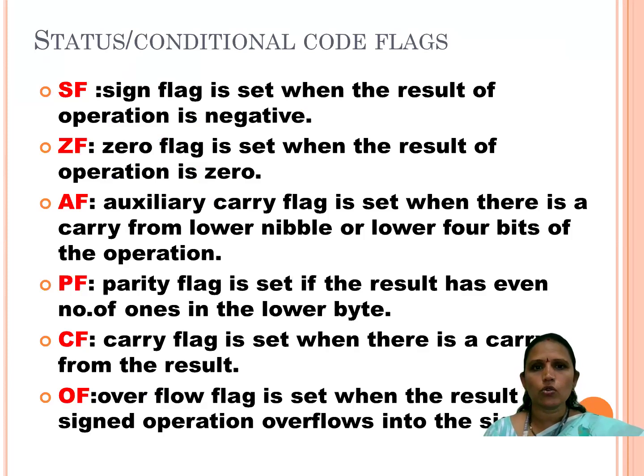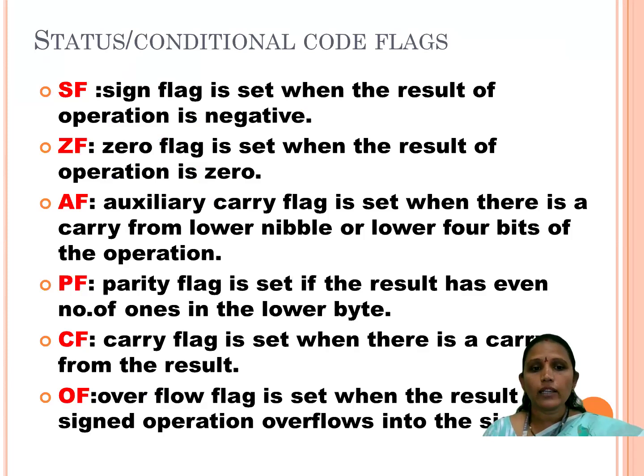So it has status or conditional code flags. Sign flag is set when the result of an operation is negative. Same with the zero flag: when the result of the operation is 0, then that flag will be set. Auxiliary carry flag is set when there is a carry from the lower nibble, or the lower 4 bits, of the operation.